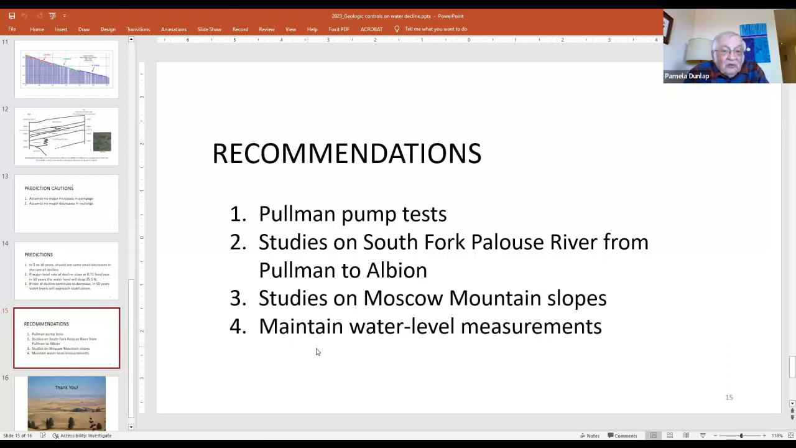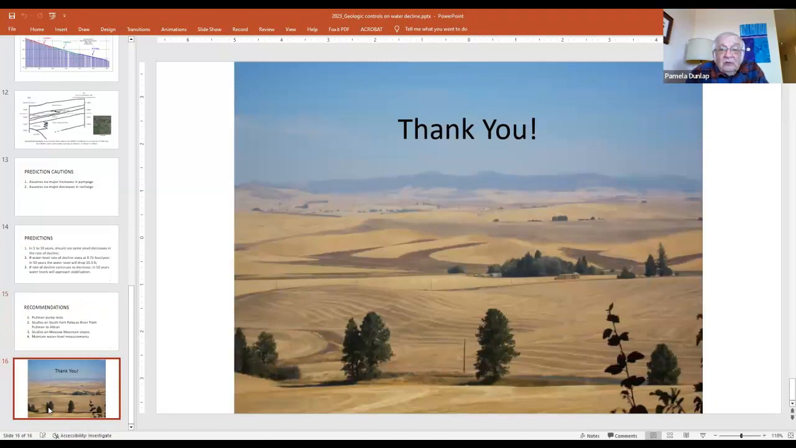Personally, I won't be around, but I would be frustrated if you did not maintain those water level measurements. Well, I'd like to thank you, particularly those who had the perseverance to follow the talks all the way through, and those that maybe only listened to a talk or two. But in any case, I hope I've increased your knowledge of the Moscow-Pullman aquifer system, and that it allows you to do some more thinking and testing of the models that I presented in the future. Thank you again.